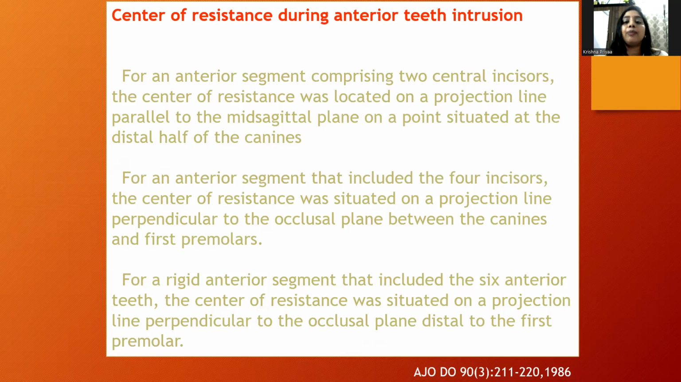So the anterior segment, when it includes 2 plus 2, 4 incisors, the center of resistance is actually perpendicular to the occlusal plane between the canine and premolars. Now, as you can see, when we go for intrusion, the center of resistance keeps skipping behind as we increase the number of teeth.